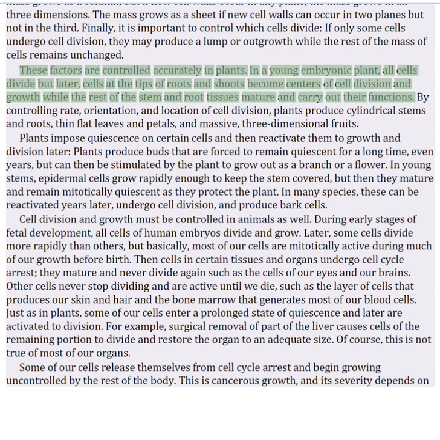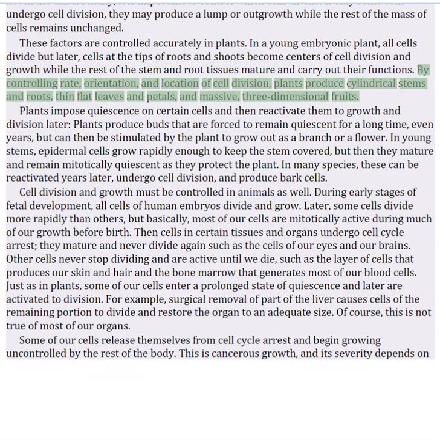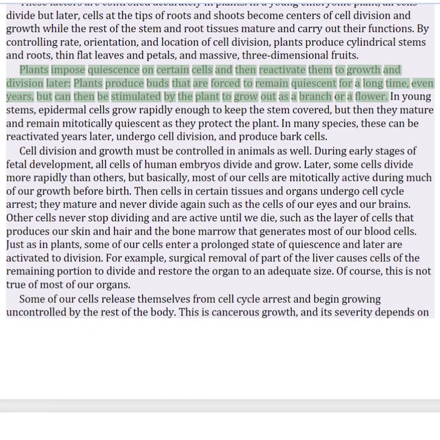In a young embryonic plant, all cells divide but later, cells at the tips of roots and shoots become centers of cell division and growth while the rest of the stem and root tissues mature and carry out their functions. By controlling rate, orientation, and location of cell division, plants produce cylindrical stems and roots, thin flat leaves and petals, and massive, 3-dimensional fruits. Plants impose quiescence on certain cells and then reactivate them to growth and division later. Plants produce buds that are forced to remain quiescent for a long time, even years, but can then be stimulated by the plant to grow out as a branch or a flower.